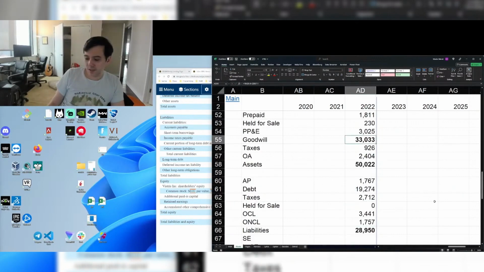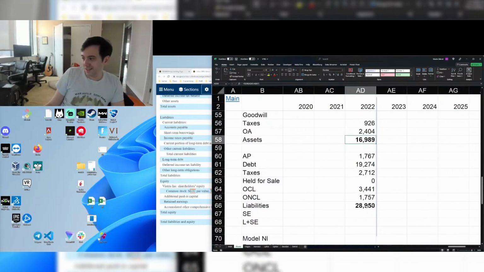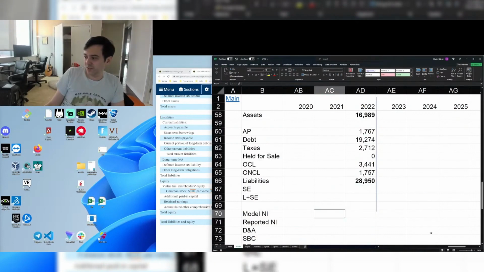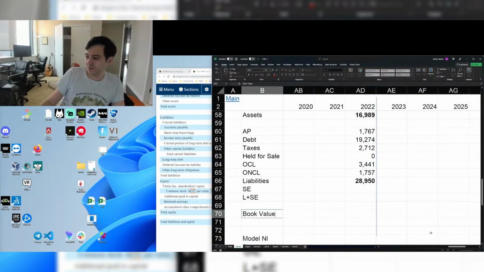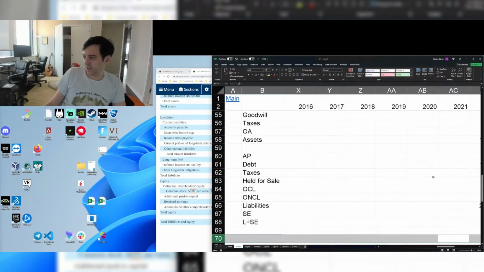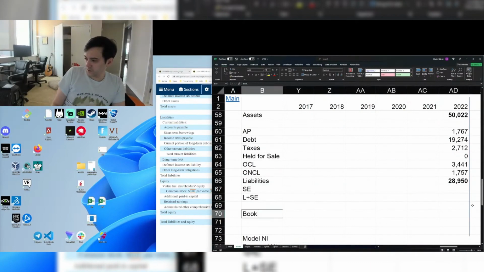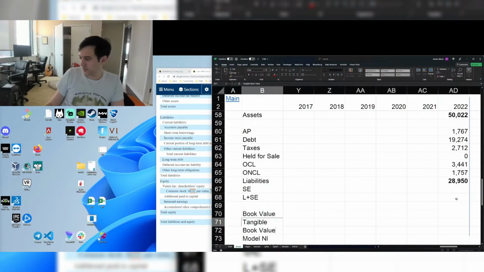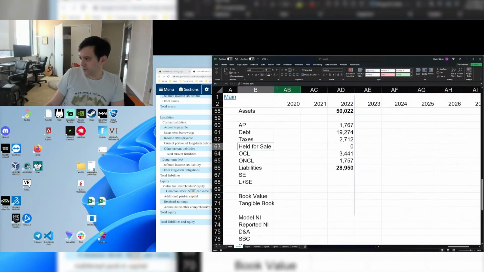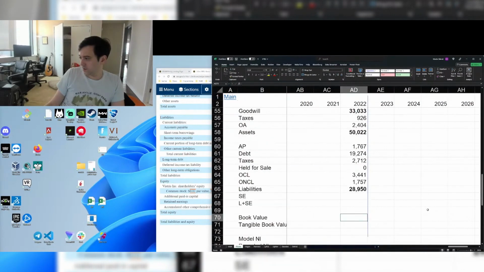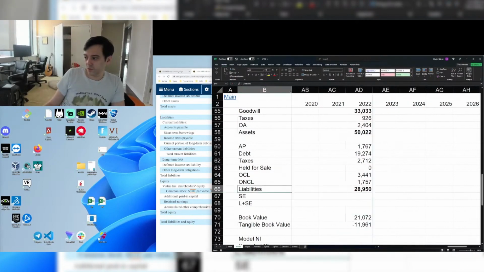But wait a second, we already discussed that that goodwill is not real. It's just an accounting thing. So they really have $17 billion in assets and $29 billion in liabilities. So their book value is, let's put this number back in actually. Book value and tangible book value are very different things. The book value of a company is assets minus liabilities, $21 billion. But the tangible book value is negative $11 billion.